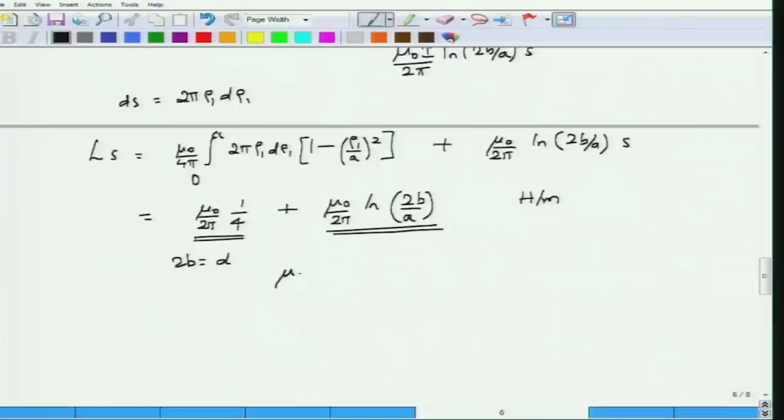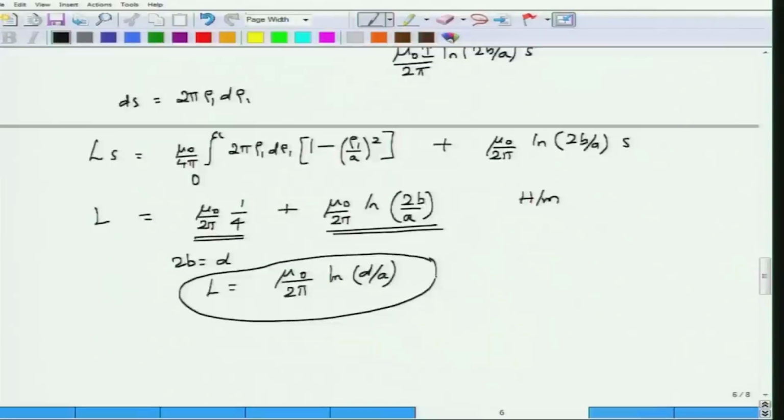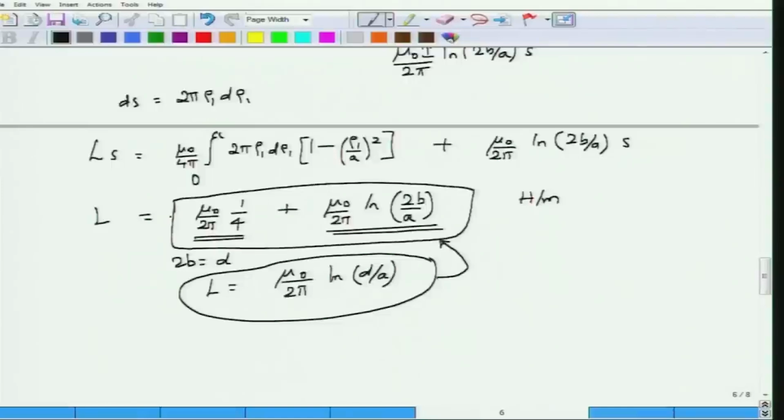So, if you go back and check, the expression that we obtained for the inductance per unit length was mu 0 by 2 pi log of d by a, right, where d was 2b. So, this is how we obtained the inductance for a 2 wire line, which is a simpler case than that of the inductance that you can obtain from a slightly more sophisticated value, okay.